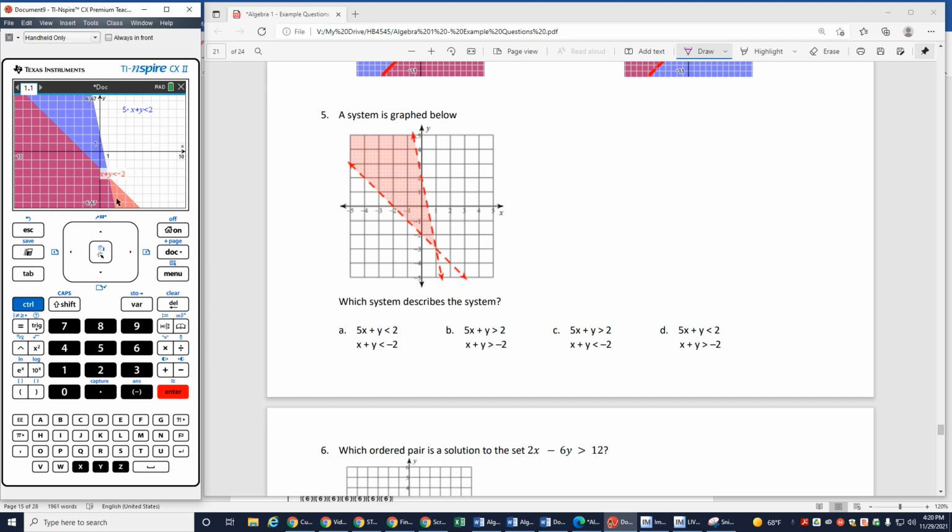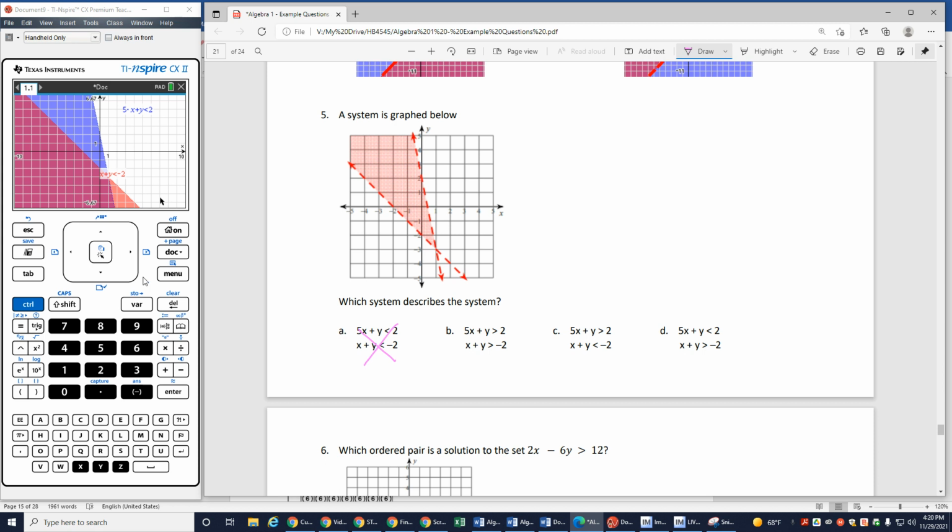So that's where I should see my blue and my red overlapping. I can see my purplish color here, that's the overlapping blue and red, which is going to be this section here. So while those are the right two equations, they were not the right two systems, which makes sense because these are all the same equations, just different inequalities. Okay, so it's not going to be A.